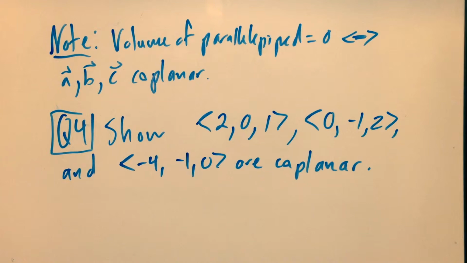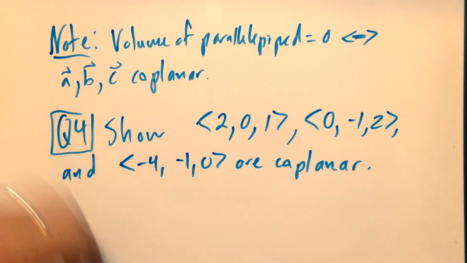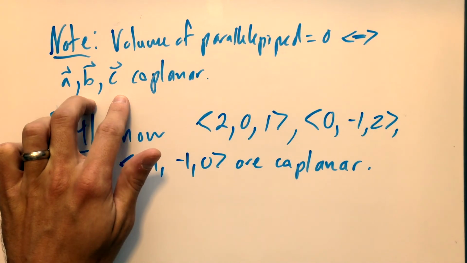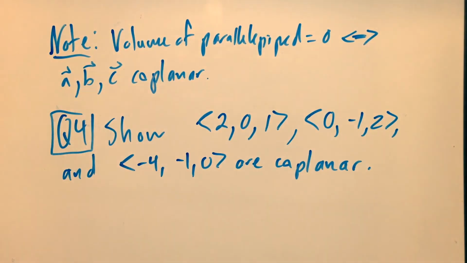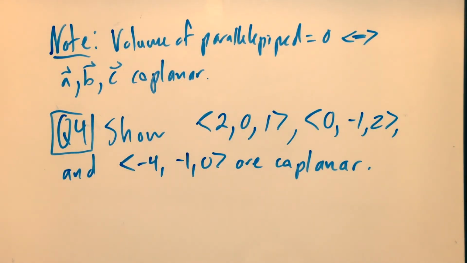The volume of a parallelepiped is going to be equal to 0 if either the height or the area of the base is equal to 0. If the height is equal to 0, then that means A lies in the plane given by B and C. If the base has area 0, then B and C lie on the same line. So A, B, and C are coplanar. Great. And if they're coplanar, then the parallelepiped lies in the plane, so it's a two-dimensional object.